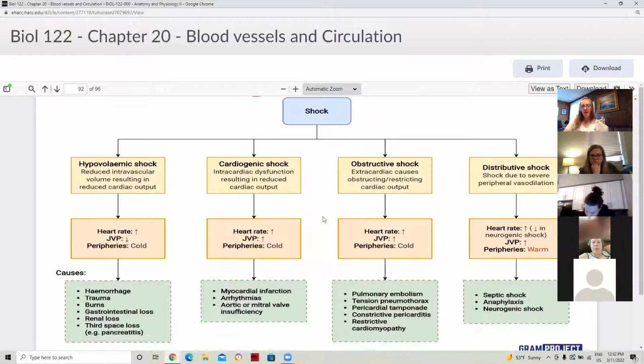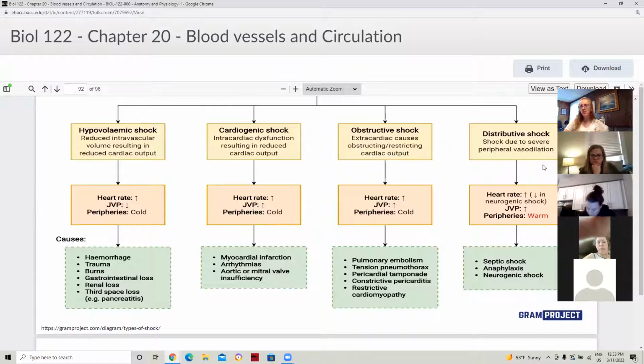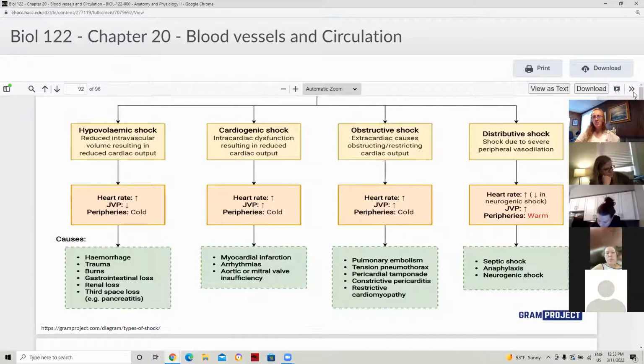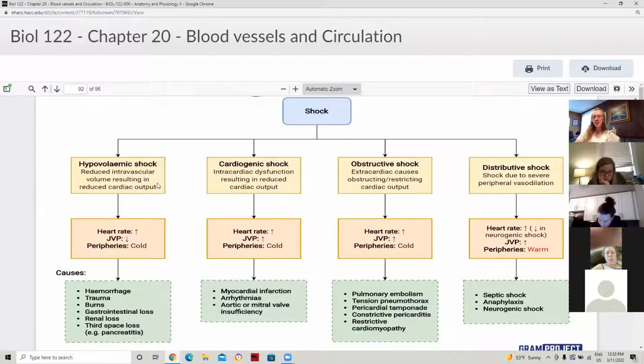Yes. Last part, one of the last parts. Four different types of shock. Hypovolemic shock is where you have reduced intravascular volume, because the cardiac output has gone down.